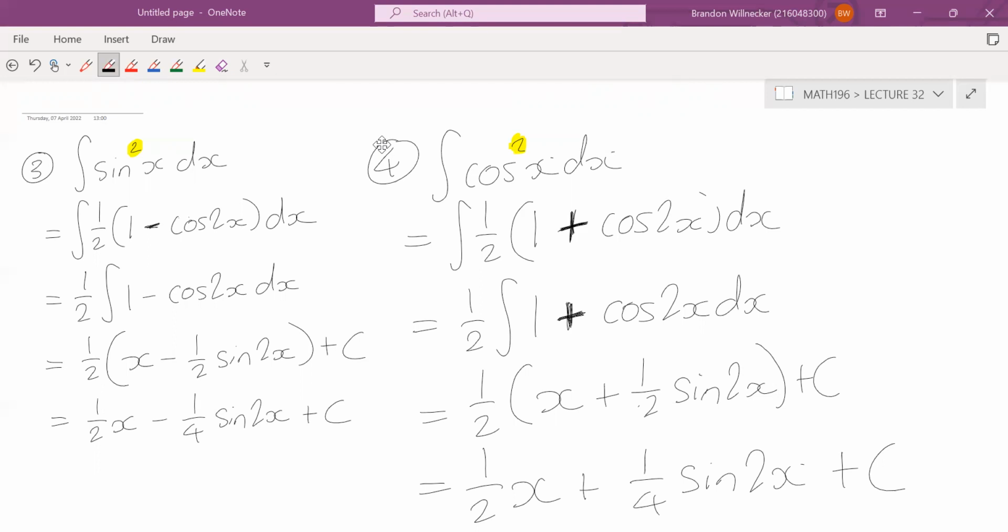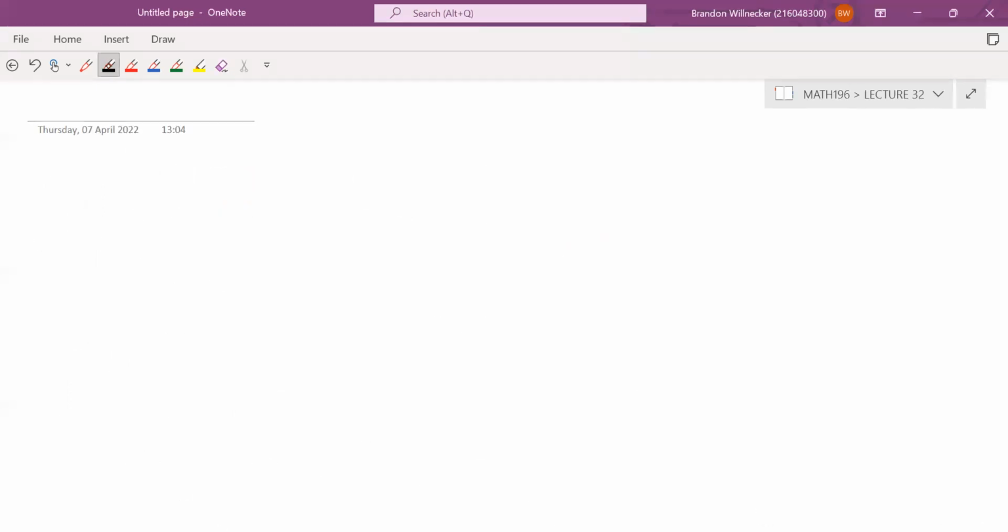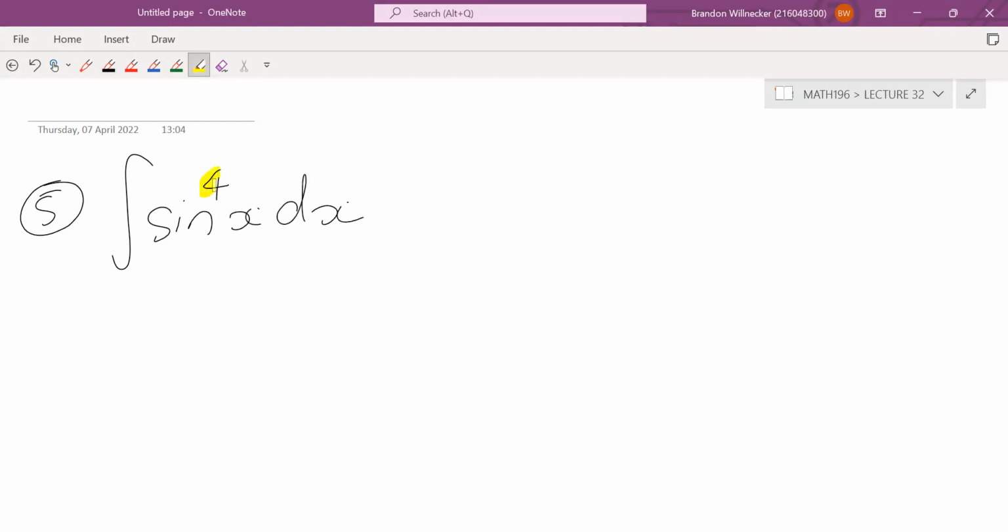Okay, last one for today. What happens if sine is to an even power, but greater than 2? So this was a special case when it's 2. What happens if it's more than 2? So we'll look at that. Number 5, the integral of sine to the 4x dx. Okay, so it's still even, but now it's more than 2. So we can't use the method from before. We have to do a bit more work.